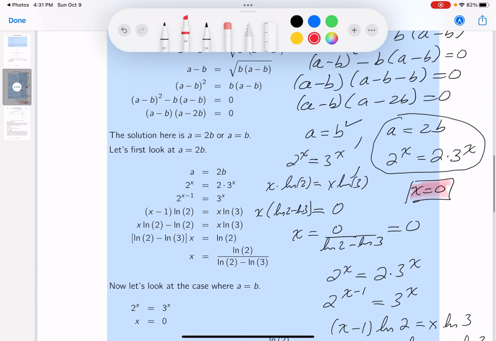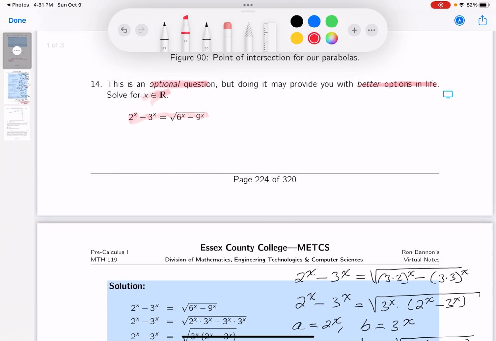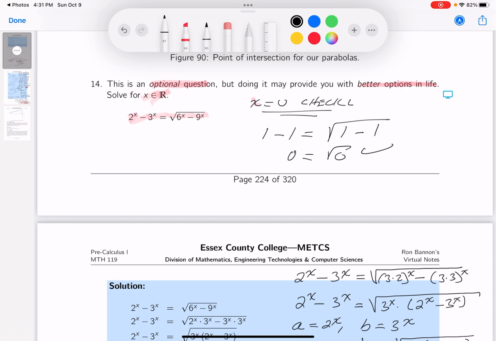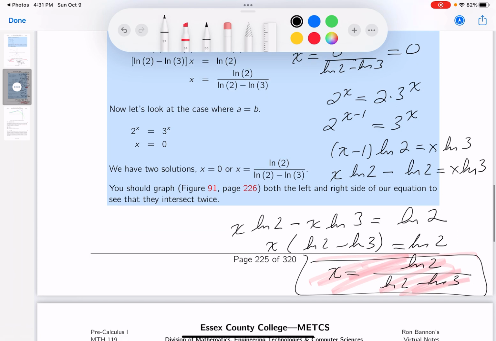Certainly, 0 is pretty easy to check, and you can do that pretty rapidly. So let's go through that. Let's go back to black ink. x equals 0, the check. And what do you get there? Well, 2 to the 0 is 1, 3 to the 0 is 1, 6 to the 0 is 1, and 9 to the 0 is 1. So you get 0 equals the root of 0. Certainly makes sense.